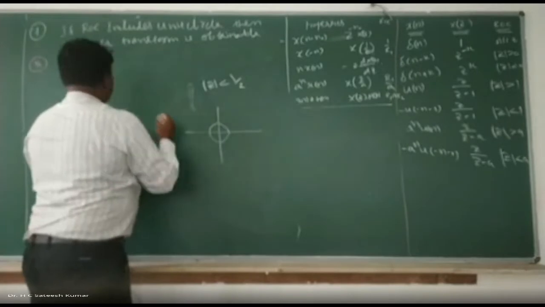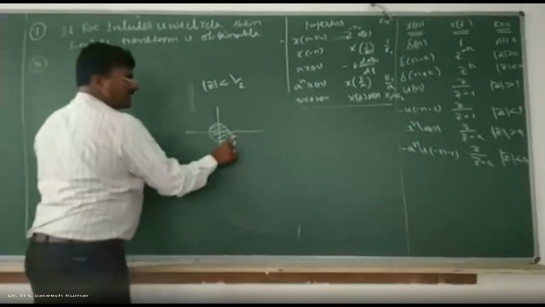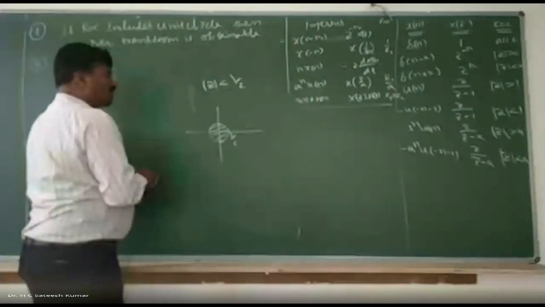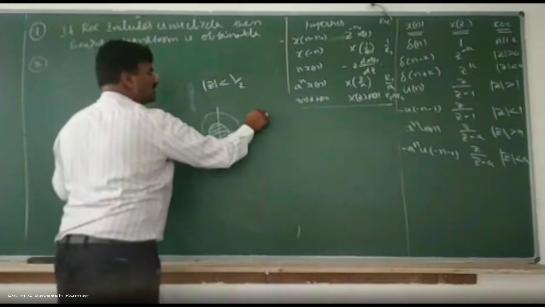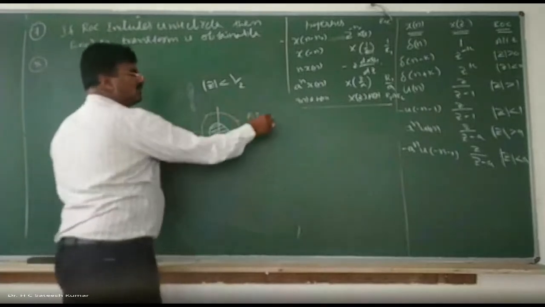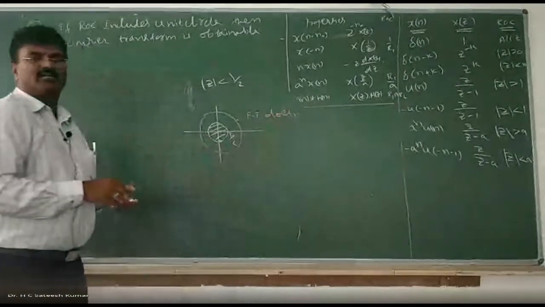One more example for the 7th one. So mod z less than half, I will write it like this. So mod z, this is half, let us say. Less than half is this one. Where is the unit circle? Unit circle is here. This one, Fourier transformation does not exist. The ROC is not in the shaded area.